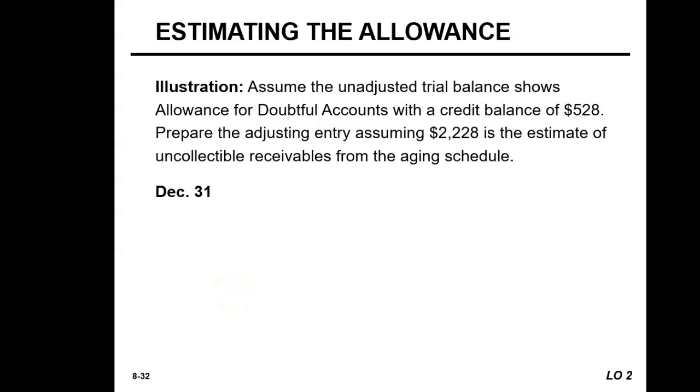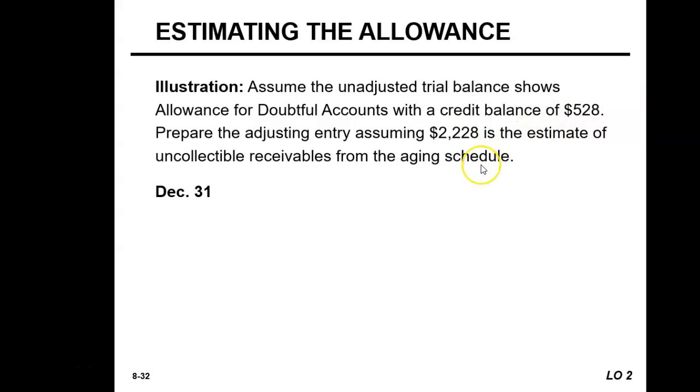Okay, so I left you in suspense on our last presentation, but it gave you time to think about it. Based upon the aging of our receivables, 2,228 will be the allowance for doubtful account ending balance. We're saying the account balance already is 528 on the credit side.